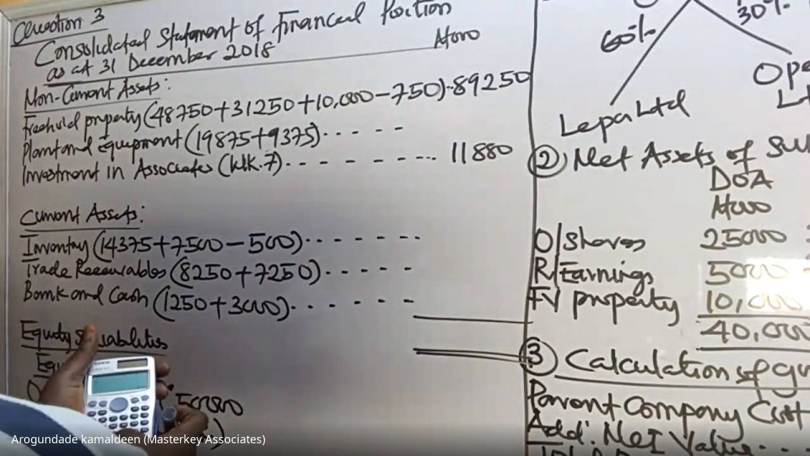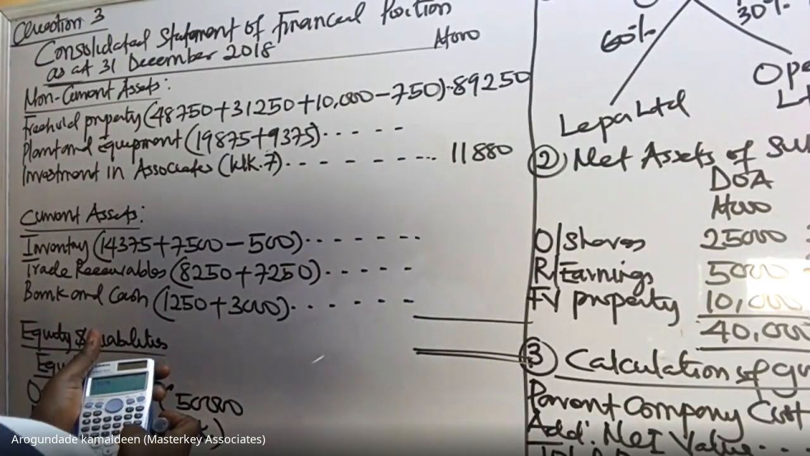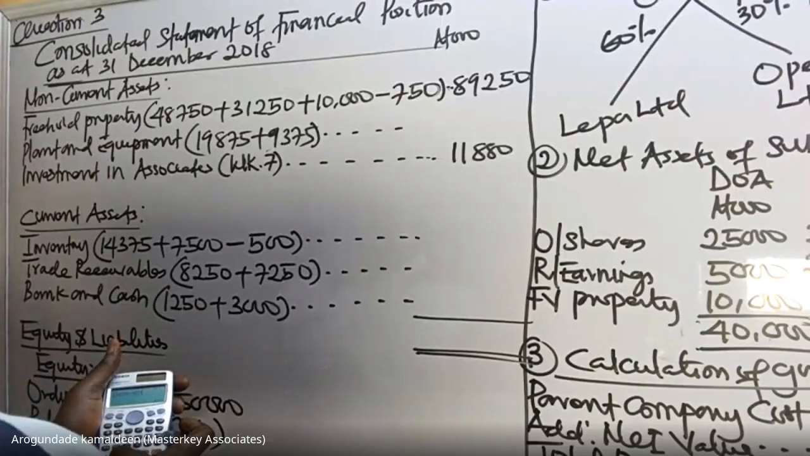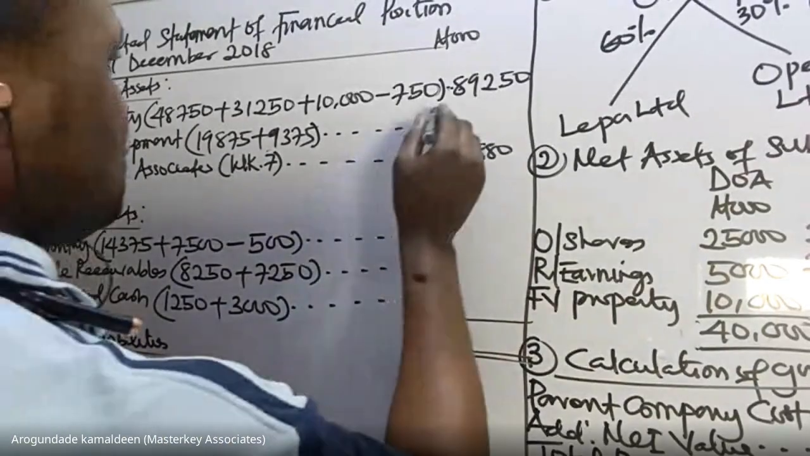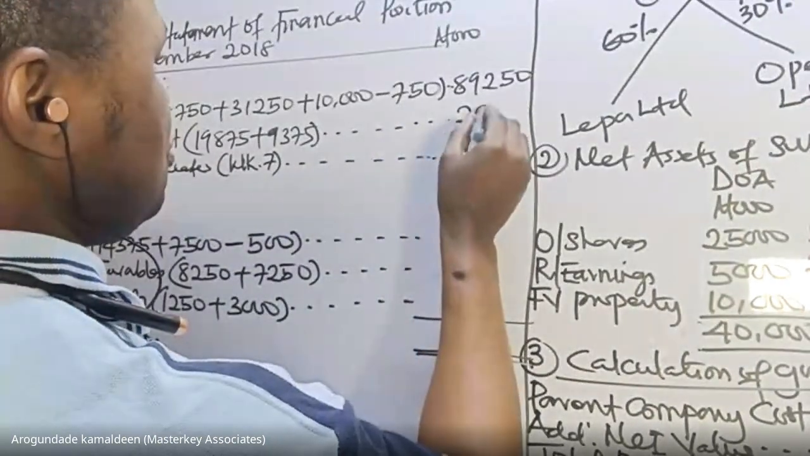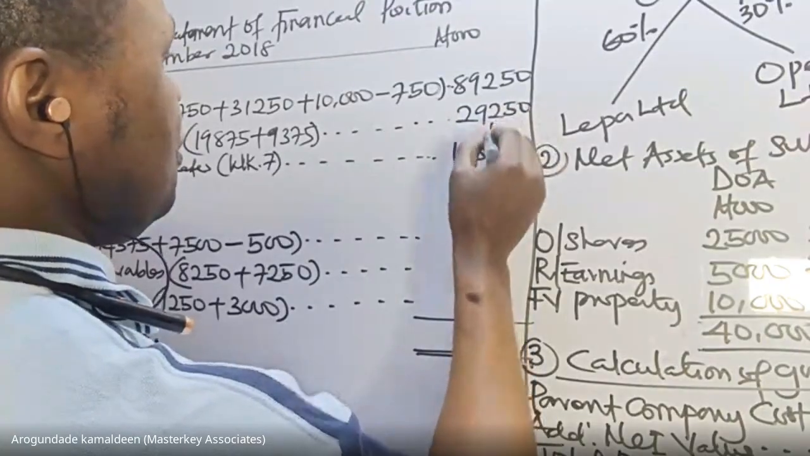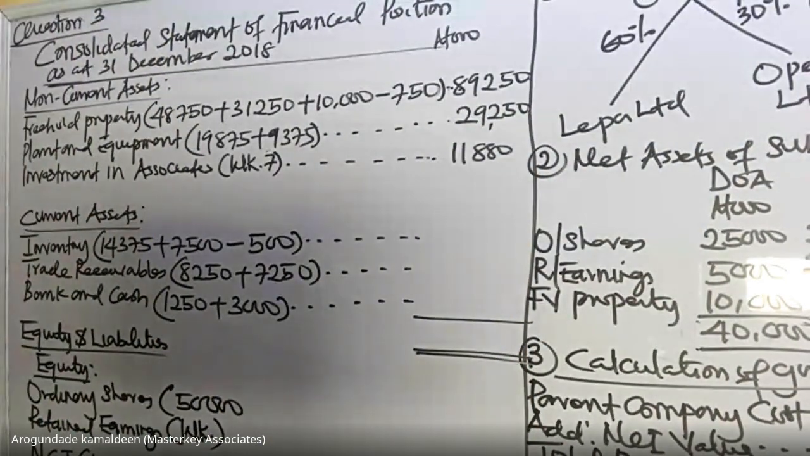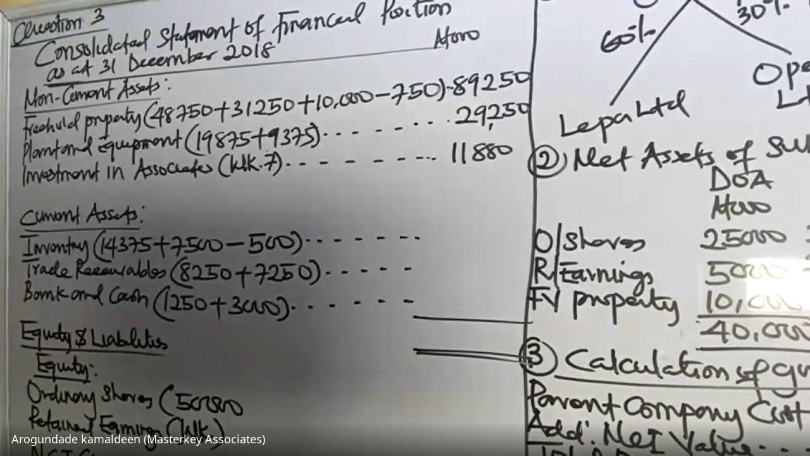Okay, here 19,875, 29,250 plus 9,375, 29,250. Thank you. So the current assets now, the inventory. Goodwill, no, is zero. The goodwill is fully written off. It is totally written off.